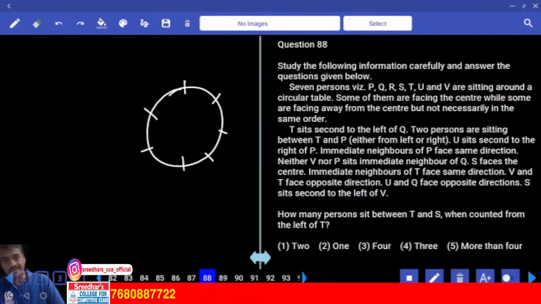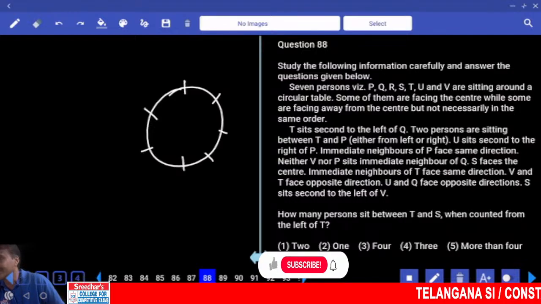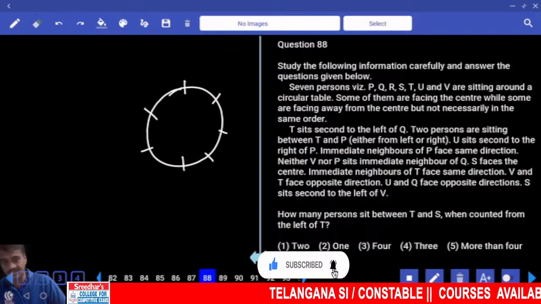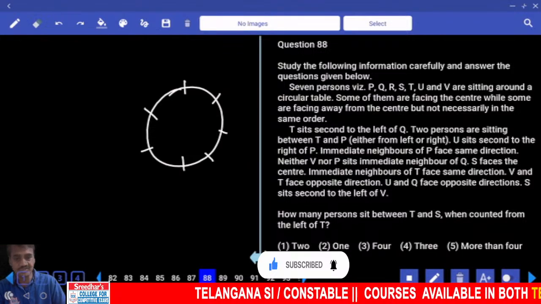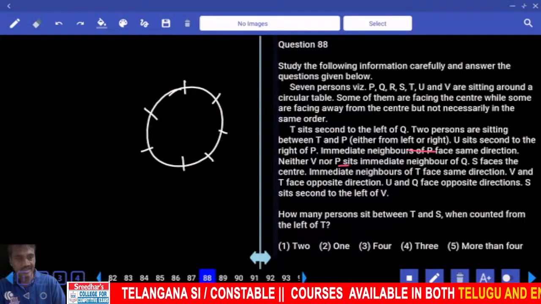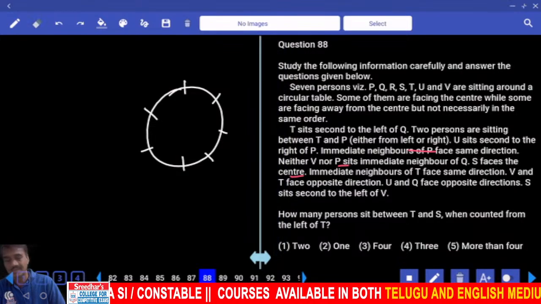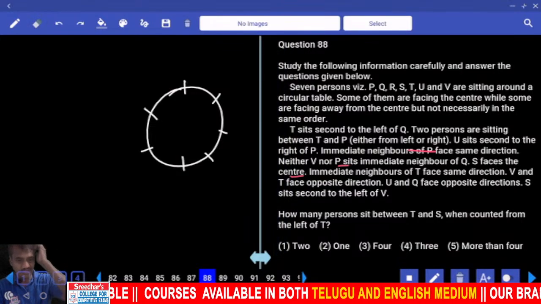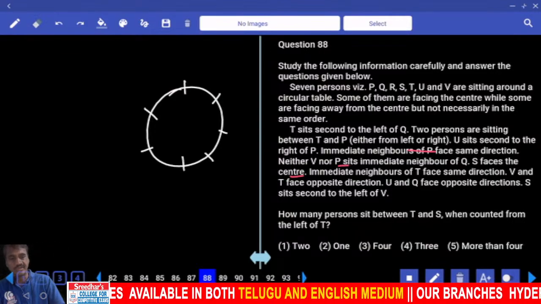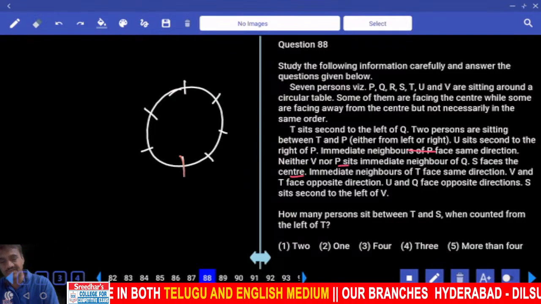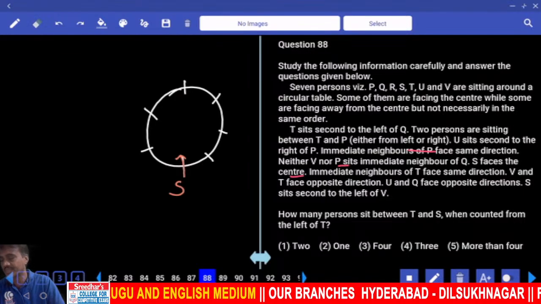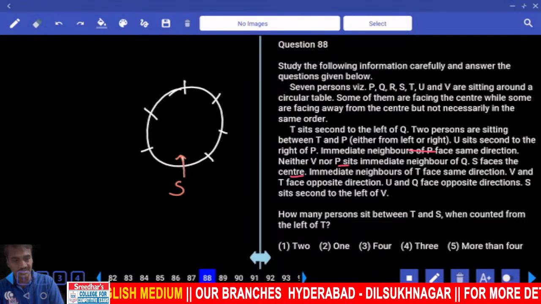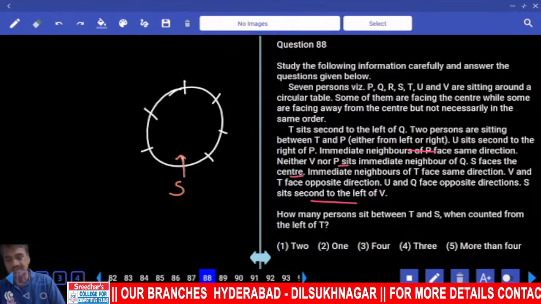Done? And T sits second to the left of Q, we said. As T sits second to the left of Q, then in these type of questions where different directions were given, First direction, definite direction. Any information here regarding direction? Immediate neighbors of P. Neither V. S faces the center. Clear, S is facing the center. Then S sits second to the left of. Then, now S faces the center. Now we are taking S at this place facing towards the center. As S is facing towards the center, and now S sits second to the left of V.